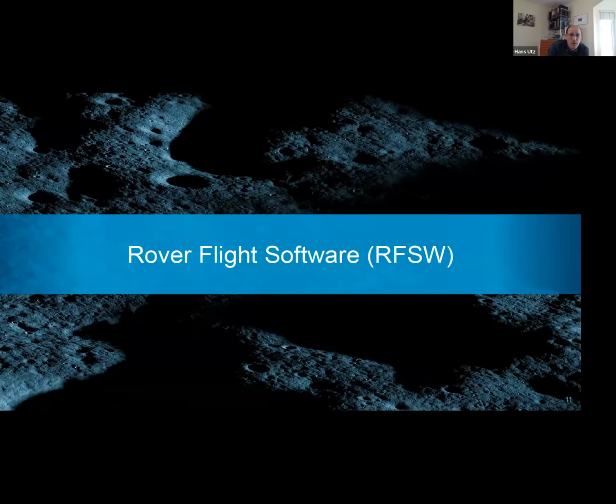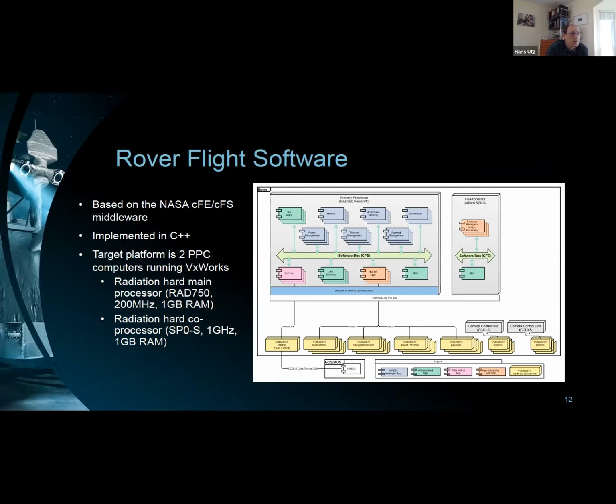So first, let's take a look at the rover flight software in a bit more detail. Next slide. Here we're paying tribute to the aggressive schedule challenge. It's based on the cFE/cFS middleware, which is written in C, but all our applications are written in C++, as we wanted to use a more expressive and capable programming language to increase development efficiency.